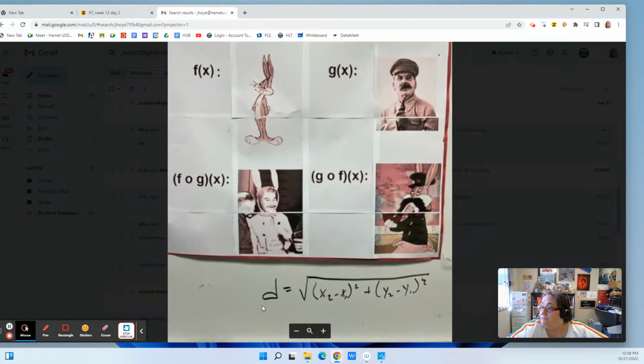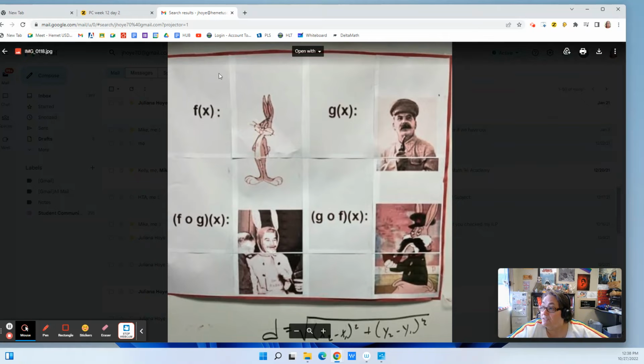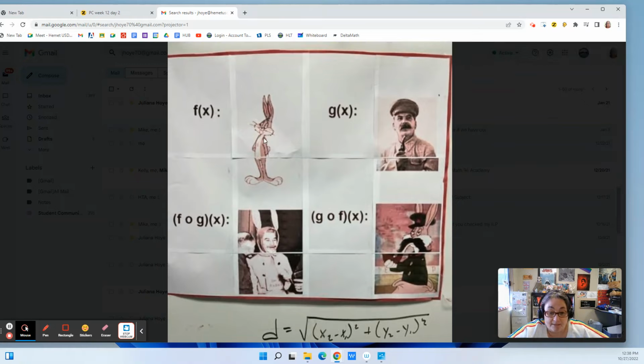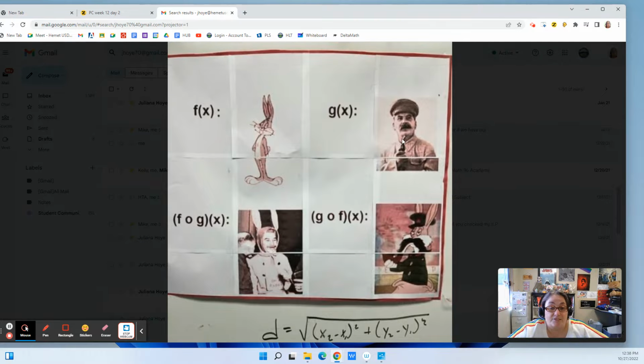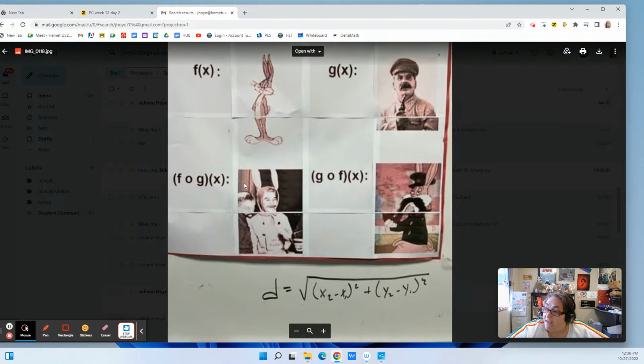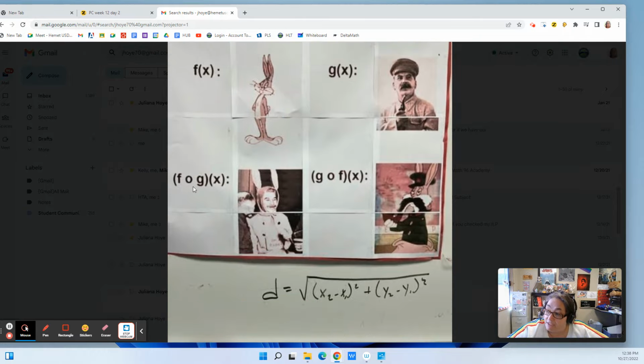When we're composing functions, we have two functions. Say we have f of x equals Bugs Bunny, right? And we have g of x, which is another function, and it equals Stalin, right? Now, if I have f composed of g, that's what this little circle is, f of g of x. It means that I am going to plug whatever g is into whatever f is.